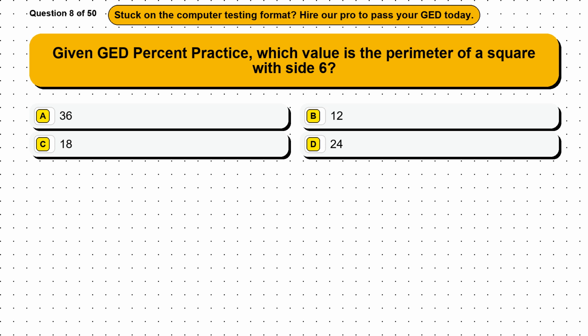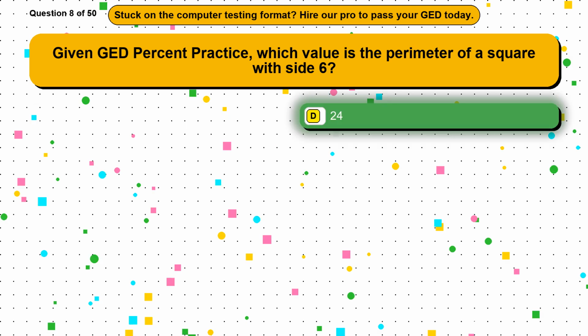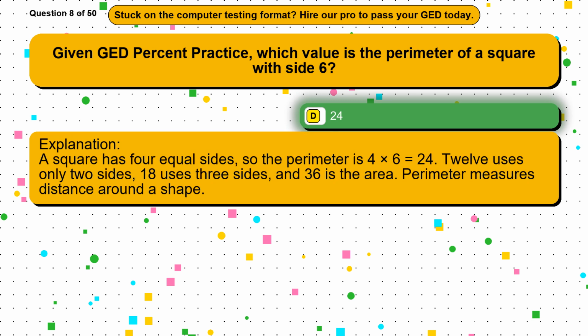Question 8. Given GED Percent Practice, which value is the perimeter of a square with side 6? Option A 36. Option B 12. Option C 18. Option D 24. The correct answer is option D, 24. A square has 4 equal sides, so the perimeter is 4 times 6 equals 24. 12 uses only 2 sides, 18 uses 3 sides, and 36 is the area. Perimeter measures distance around a shape.